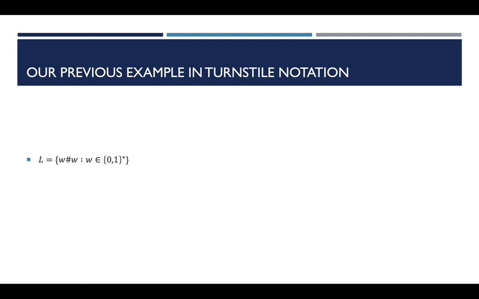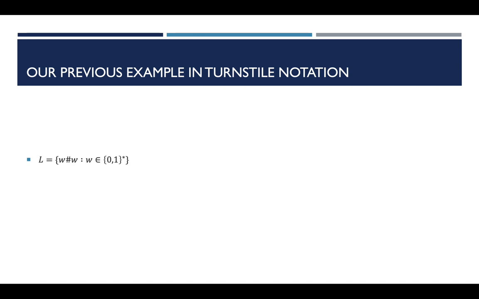So what I want to do really quickly is go through our previous example from the last video in turnstile notation. We're going to talk a little bit about how algorithms themselves are related to Turing machines at the very end of this video. But basically, we want to go through one example of using our previous algorithm to show what that algorithm's implementation looks like inside of turnstile notation.